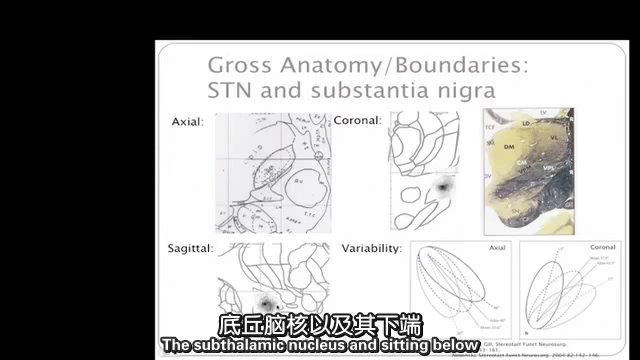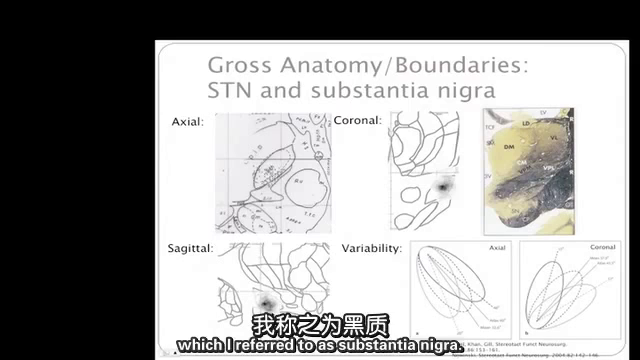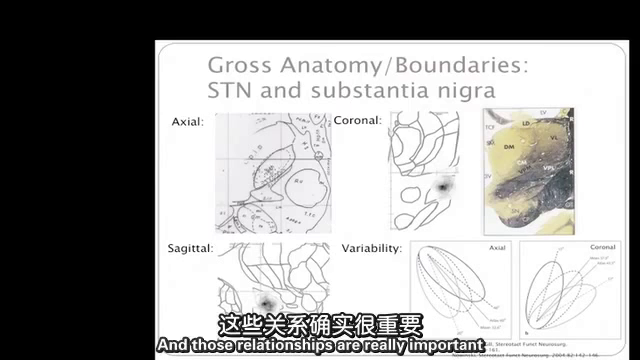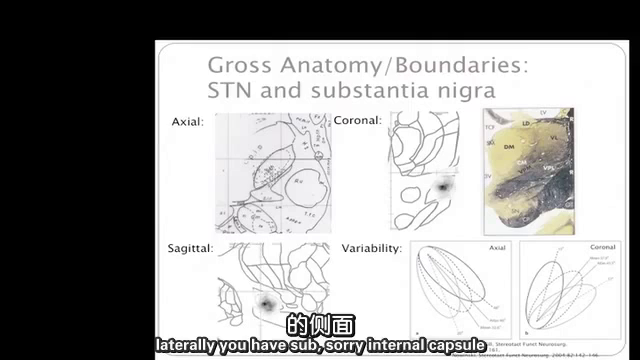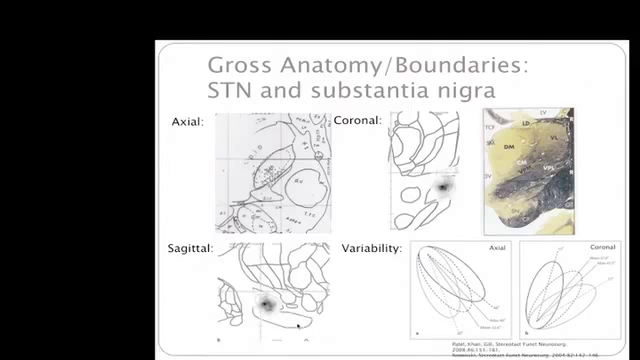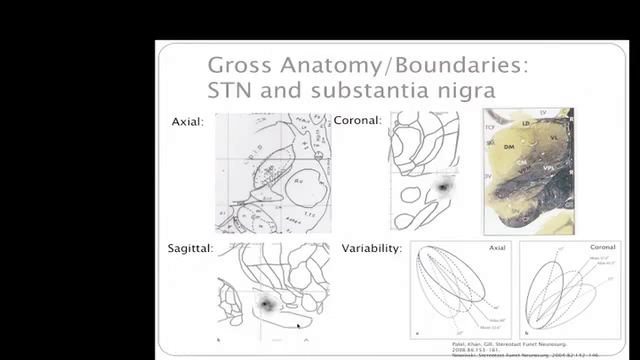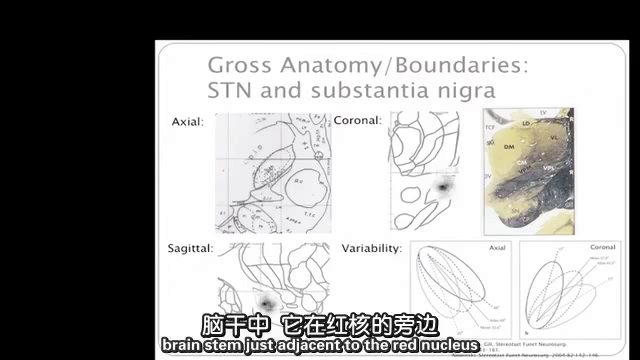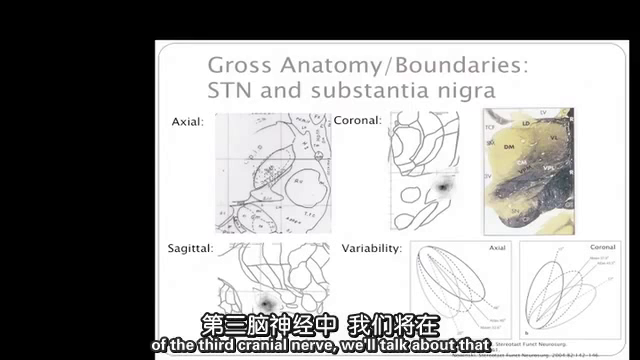Subthalamic nucleus, and sitting below the subthalamic nucleus is the fourth part of the globus pallidus, which I refer to as substantia nigra. Those are really, really important relationships. So you have internal capsule laterally, substantia nigra inferiorly, and because we're in the subthalamic nucleus and the brainstem, just adjacent to the red nucleus. If we're too medial, we'll be in the region of the third cranial nerve. We'll talk about side effects in just a moment.